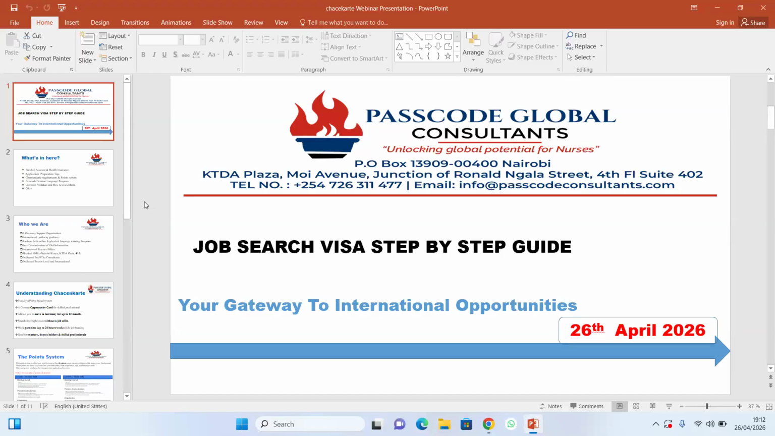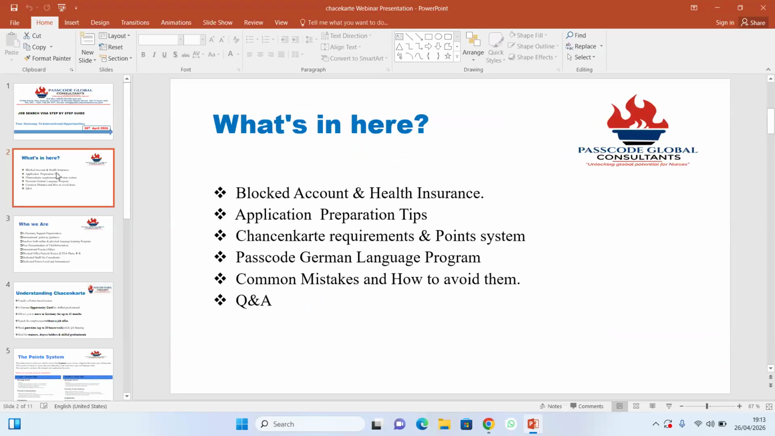So today we're going to talk about the job search visa. This job search visa in Germany is called Chancen Karte. Job search is the English word, and Chancen Karte is the German word. So what are we going to be talking about today? We'll be talking about a blocked account and health insurance. We'll be having an expert from Fintiba discuss that. We have application preparation tips, so we're going to guide you through how to do the applications. What do you need? We have Chancen Karte requirements and the point system. You will understand what I mean by point system when I'm doing the presentation.